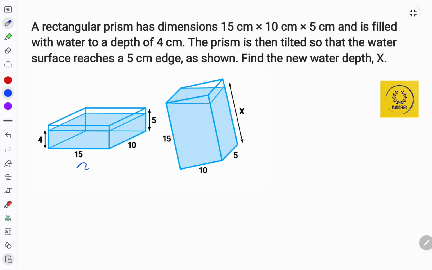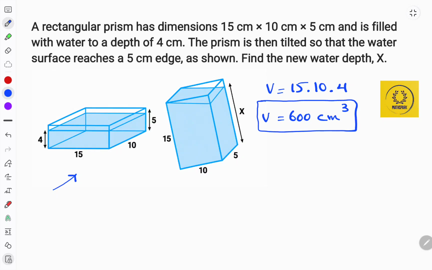Before tilting the prism, the water is simply a rectangular prism, so we can find the volume of water. We know that the volume of this prism equals the area of the base, which is 15 times 10, times the height of the water, which is 4. So the volume is 600 centimeters cubed, the volume of the water. Since tilting the container doesn't change the amount of water, this volume stays the same.